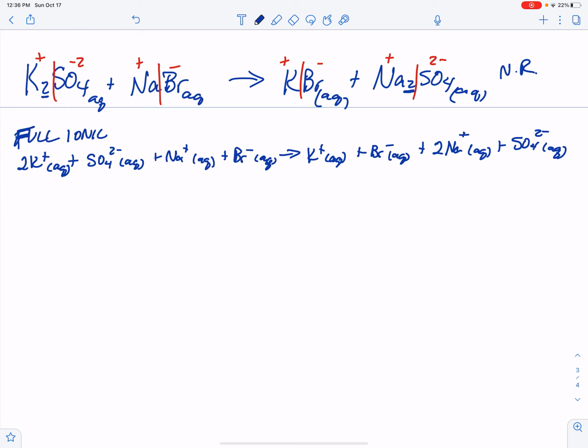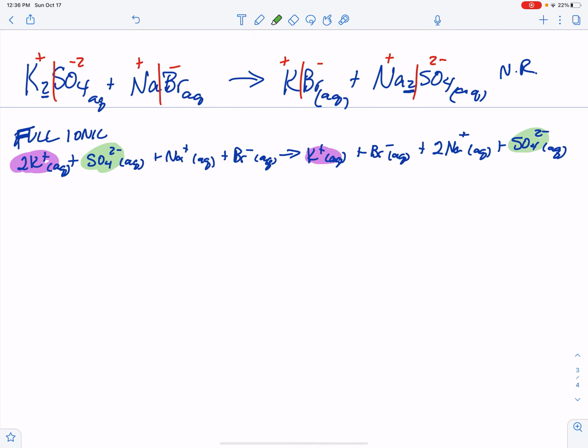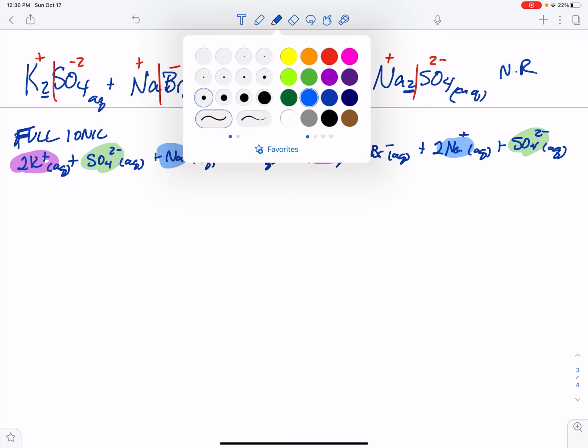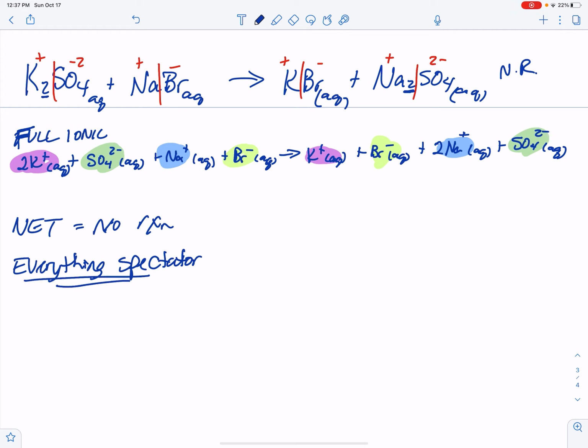And then we'll look for things on both sides that are the same. So that's the same, that's the same. And again, it should be a perfect match on both sides for whatever you find. Na, Na. And then finally, Br and Br. So you can see that everything has a match, and so it cancels. And that's why the net has no net reaction. And everything is a spectator. Because they aren't really spectating if you think about it. There is no reaction, so they're not really watching. But I'm just saying there's nothing participating.